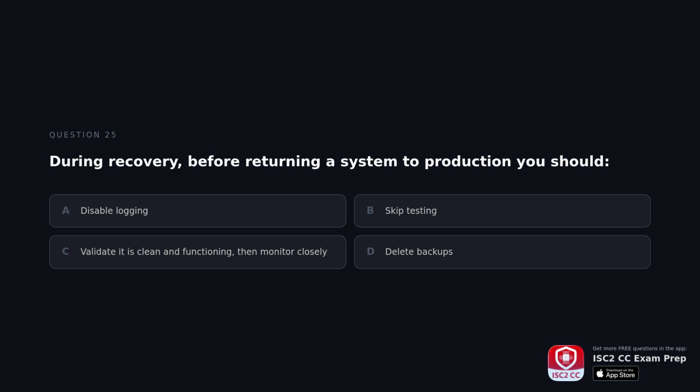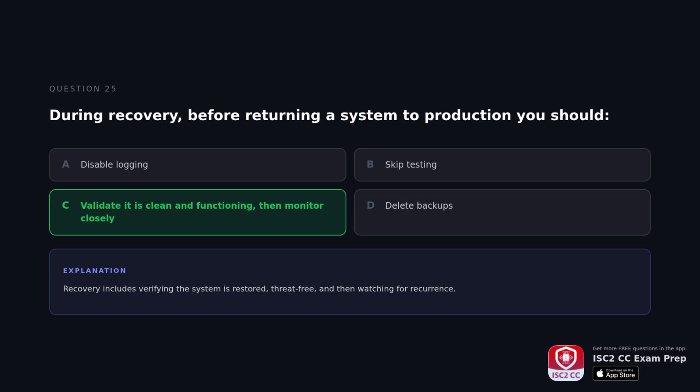During recovery, before returning a system to production, you should: A. Disable logging. B. Skip testing. C. Validate it is clean and functioning, then monitor closely. D. Delete backups. The correct answer is validate it is clean and functioning, then monitor closely. Recovery includes verifying the system is restored, threat-free, and then watching for recurrence.